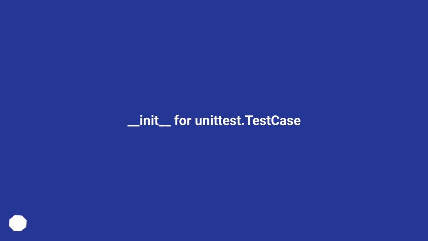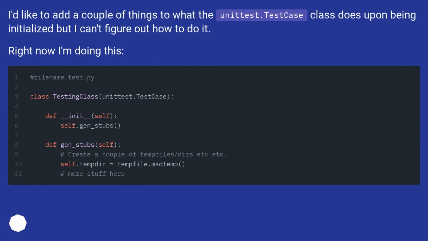__init__ for unittest.TestCase. I'd like to add a couple of things to what the unittest.TestCase class does upon being initialized, but I can't figure out how to do it. Right now I'm doing this.